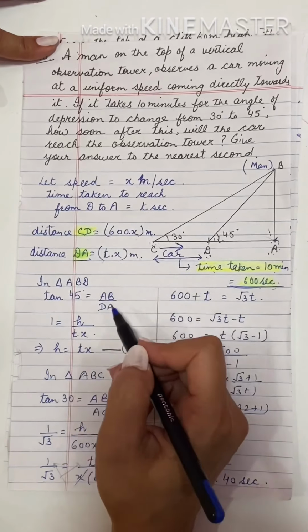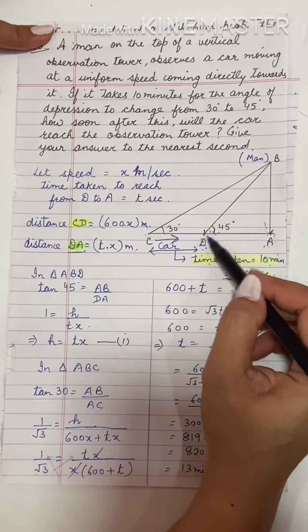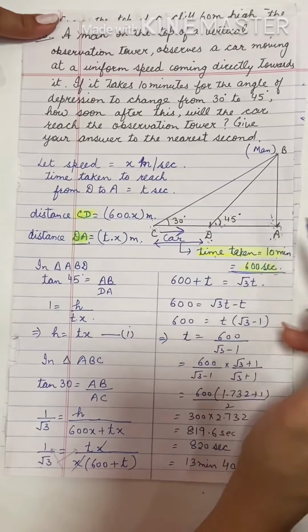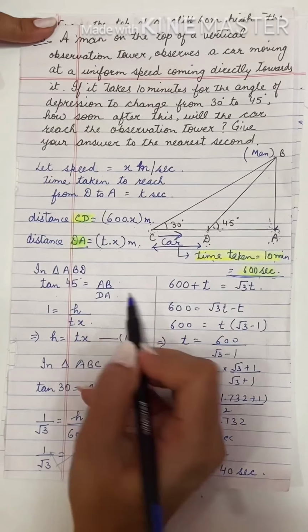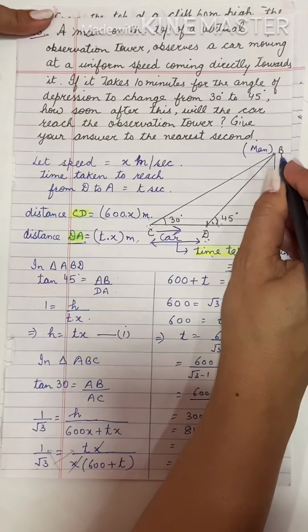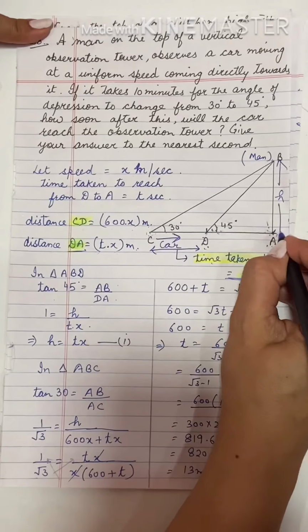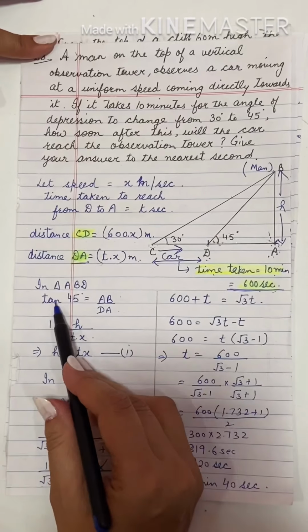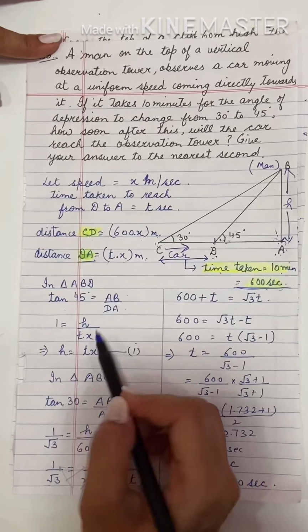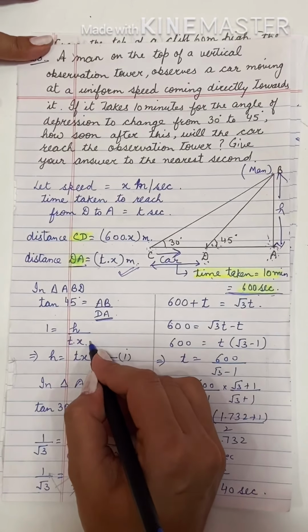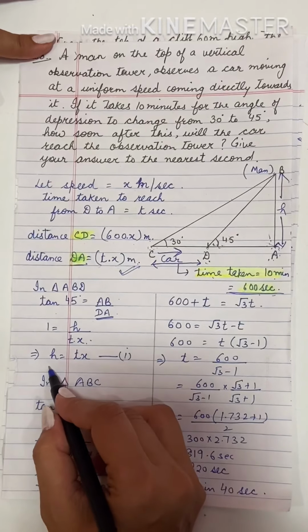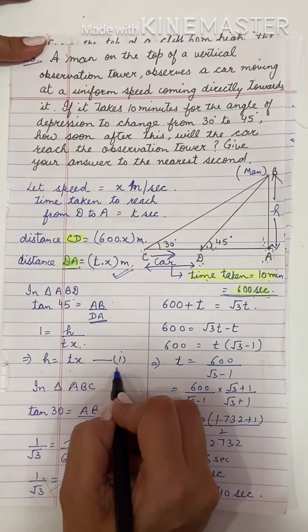Now we are taking the right angle triangles. First, right triangle ABD we are taking. In this, tan 45 is equal to AB upon DA, and let AB be equal to H. This AB is equal to H. So 1 is equal to H upon tx. We have already calculated that this DA is equal to t into x. So from this the value of H comes out to be t into x.